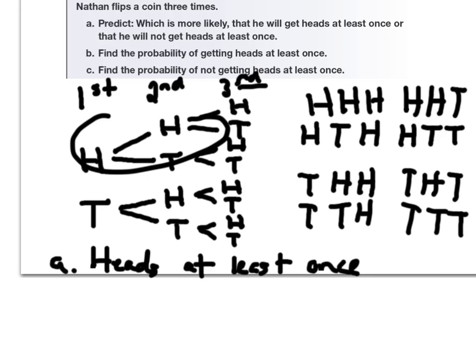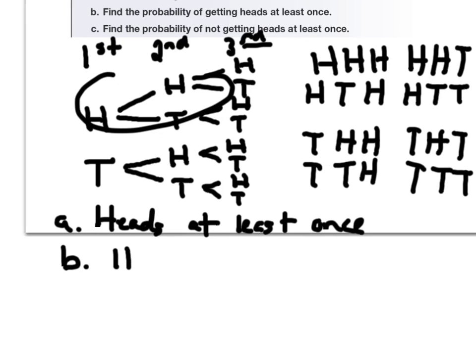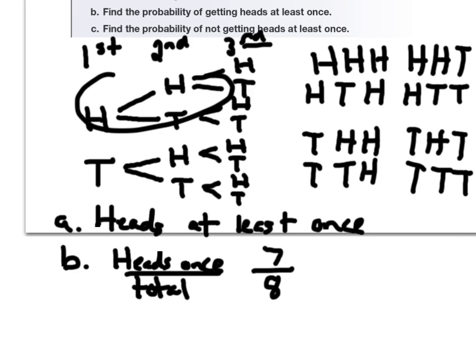Okay? Then part B wants to know the probability of getting heads at least once. Well, that means, again, probability means we want to know the probability of getting heads at least once over the total outcomes. Remember, probability is favorable outcomes over total outcomes. Well, we did my sample space. Look at all the ways I can get heads at least once. There's 1, 2, 3, 4, 5, 6, 7. Okay? So there's 7 ways to get heads at least once, and there's 8 possible ways that this thing can turn out. Okay, so there's 8 possible things in my sample space.